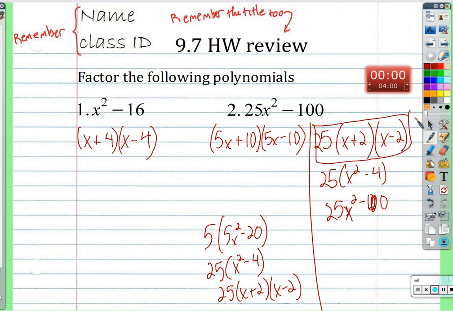Almost. So what Derek was telling us about. So then is this one wrong, if it's 25 parentheses x minus 6? It should be x minus 2, x plus 2.